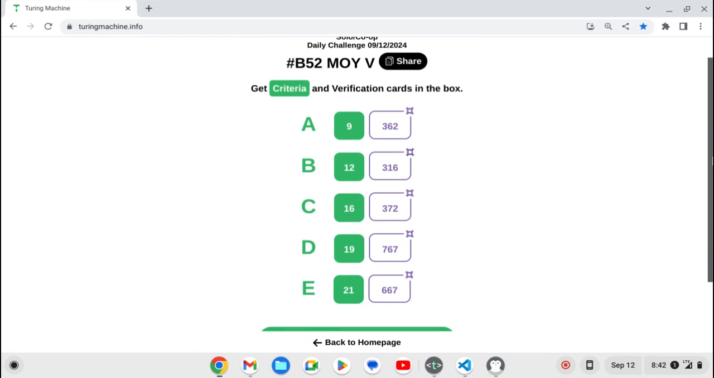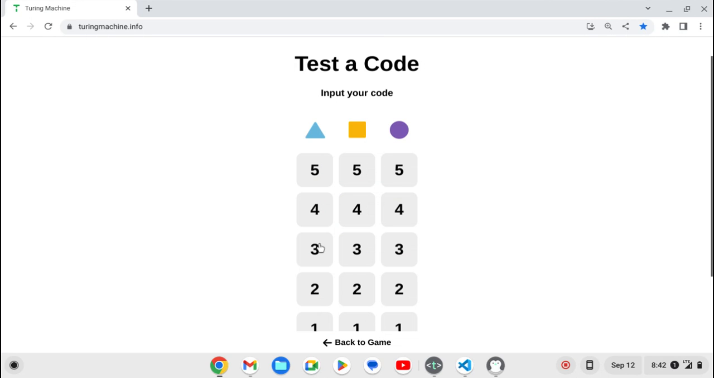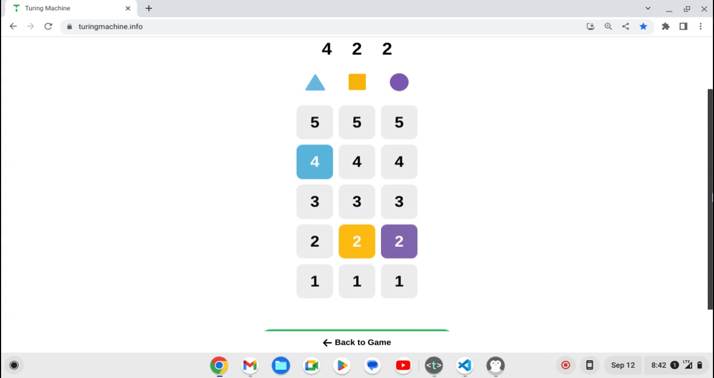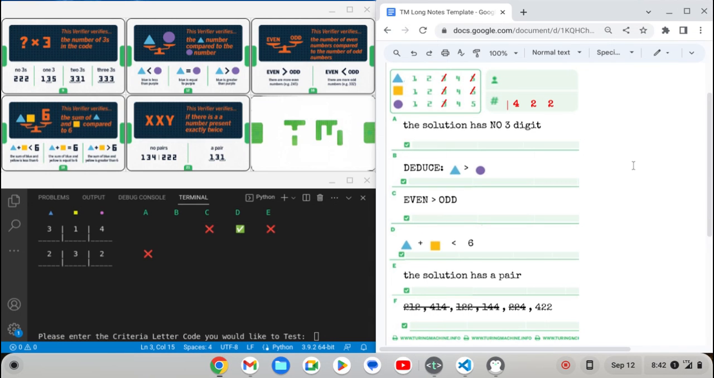Again, we are deducing that criteria card B. Okay, so 422. It is not 422. Okay, well, that's it. So this game is lost. But well, if it's not that, then it's one of those that I crossed out.